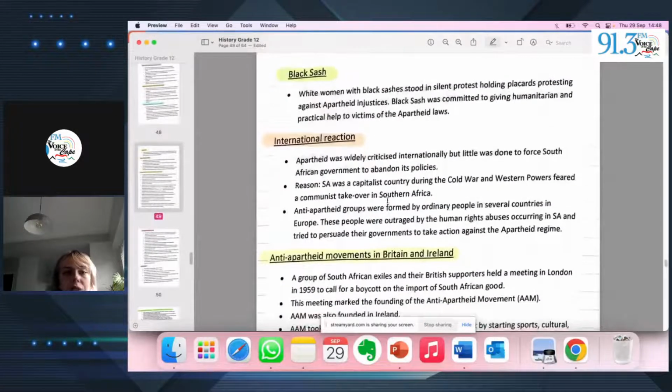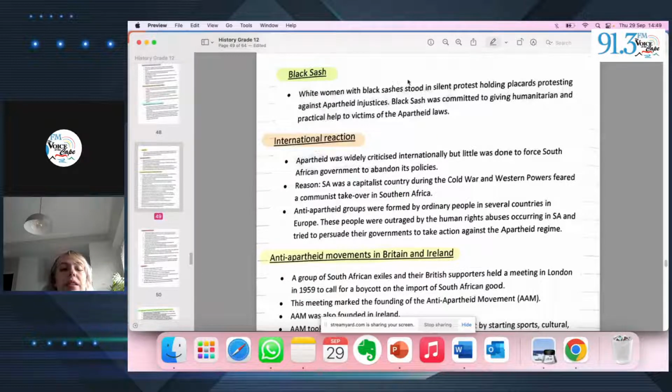The Black Sash. So white women with black sashes stood in silent protest, holding placards, protesting against apartheid injustices. So the Black Sash was a predominantly female movement. The Black Sash was committed to giving humanitarian and practical help to victims of apartheid laws.